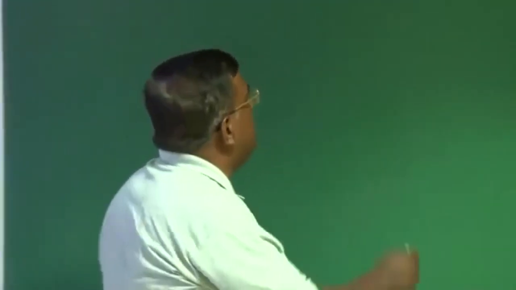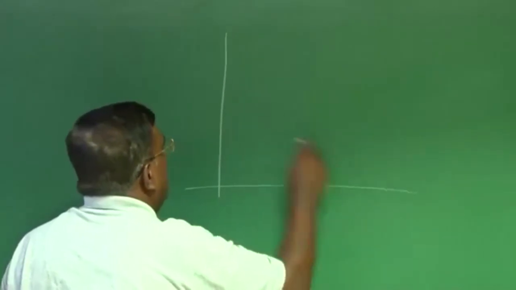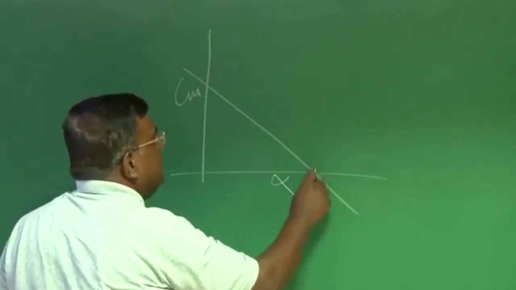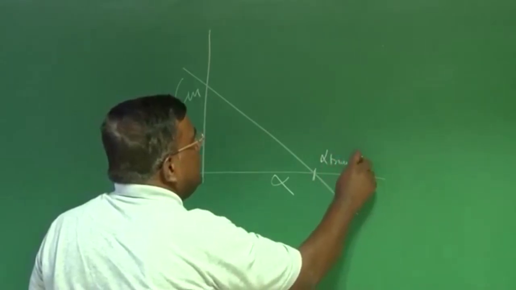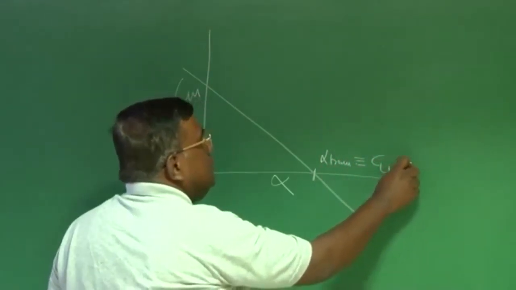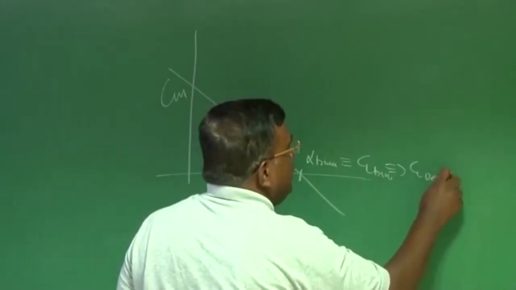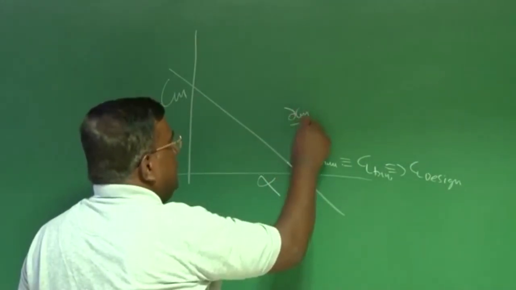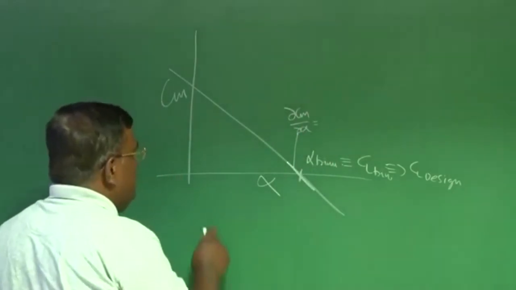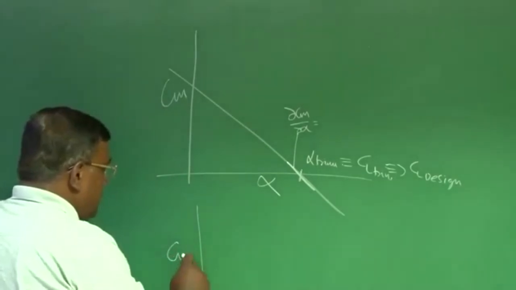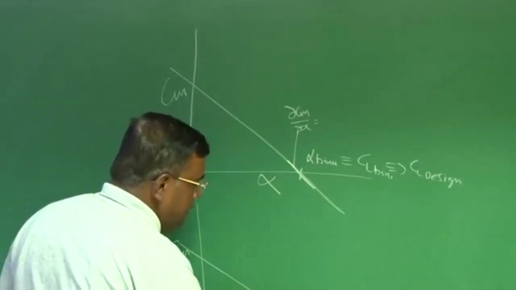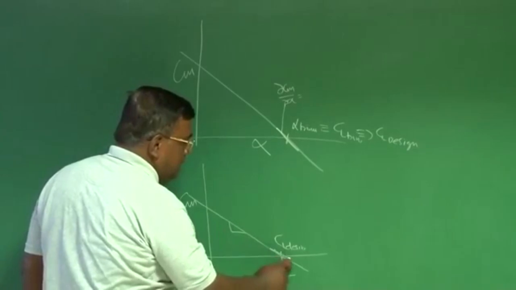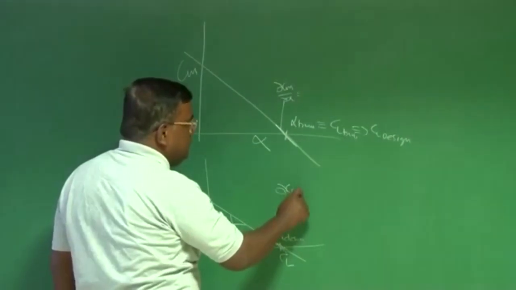And in that connection, we realize that if I plot Cm versus alpha, and this is my alpha trim, which corresponds to a CL trim, which is a CL design, I can visualize it like this, and this slope at trim is dCm by d alpha. I can also visualize it through Cm versus CL, where this is directly the CL design, and the slope here at the equilibrium is minus static margin.